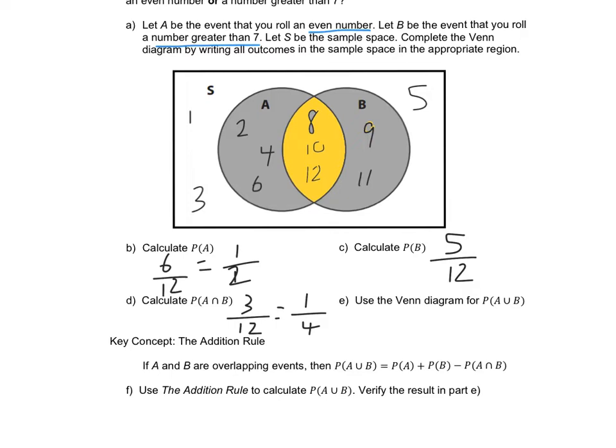It says use the Venn diagram for the probability of A union B. Okay, well, how many elements are in either one? Let's count them up. 1, 2, 3, 4, 5, 6, 7, 8. So there's 8 elements altogether there. That reduces to 2/3.